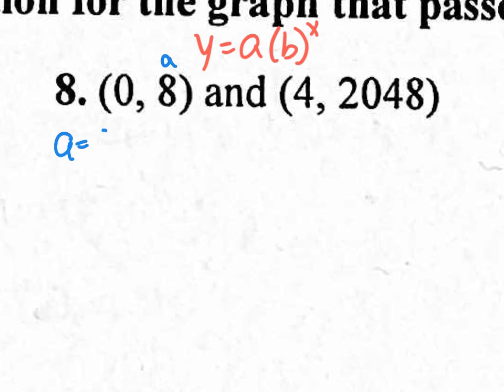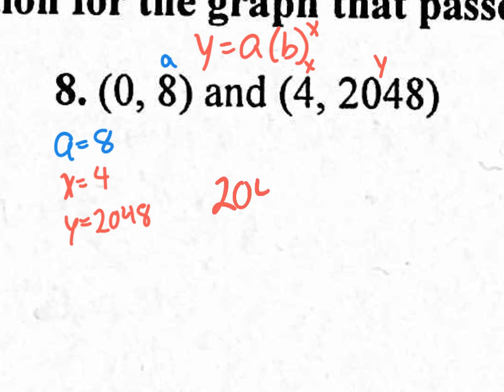So we know that a value is 8. They also give you an x value and a y value. The x value is 4. The y value is 2048. And you're going to plug it all into this guy right here. So instead of y, what number am I going to write? 2048. I have the equal sign. Instead of a, what number am I going to write? 8. And it is times your b value to the x power. And instead of the x power, what am I going to write? 4 right there. So to the power of 4.